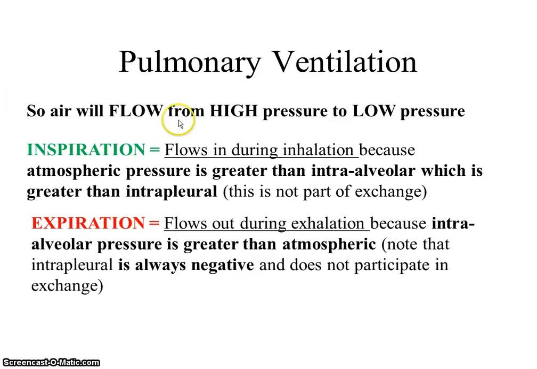All right, so air will flow from high pressure to low pressure. That's the rule. As soon as you create a gradient or difference in this, we're going to get flow. So when you inspire, air flows in during inhalation because atmospheric pressure is greater than intra-alveolar, which is greater than intrapleural. And remember, that's not really part of the exchange. It just allows us to expand the lungs. Expiration flows out because the intra-alveolar pressure is greater than the atmospheric. So here we're going to have to make all these spaces as small as possible so the volume decreases to increase pressure. And again, note that the intrapleural is always negative and doesn't participate.